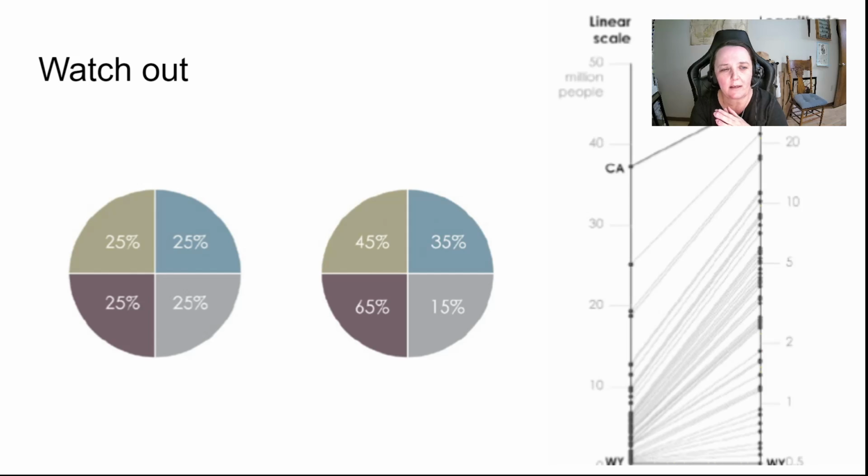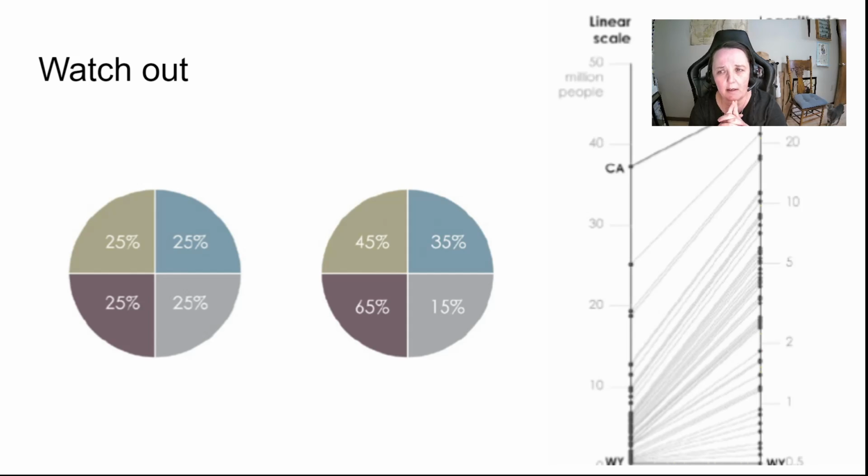Like if you have a pie chart and you want to represent accurately, you can't just put the numbers in and divide it into quarters, right? You have to actually divide the pie chart according to the numbers. And then the other thing is the linear versus logarithmic scale.